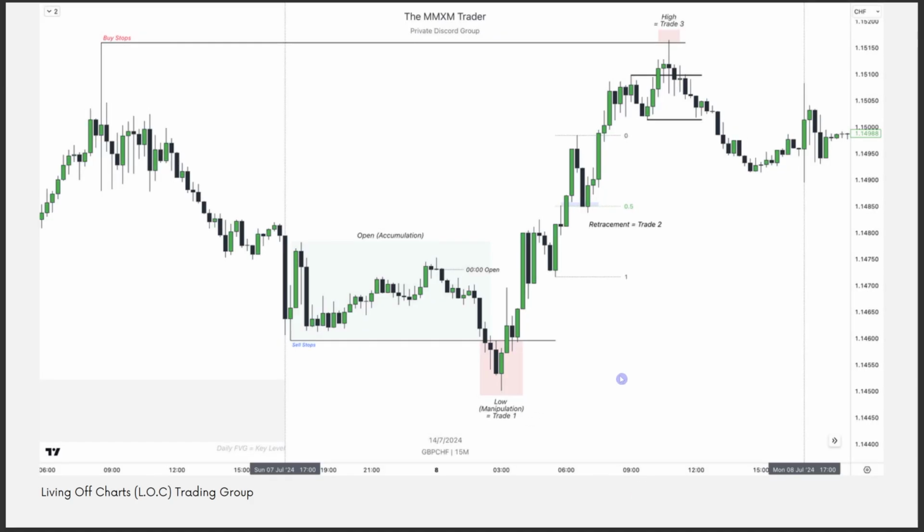Right? So now we've got that GBP/CHF 15-minute chart, and this is on a Monday. The buys we got on a Monday was a classic buy day. Now, why was it a classic buy day? We had an accumulation phase over here, and then we have New York midnight opening.